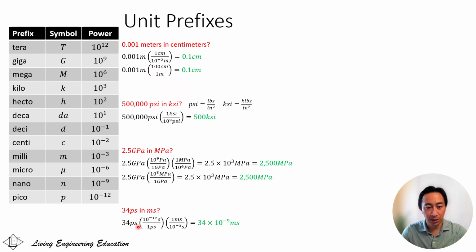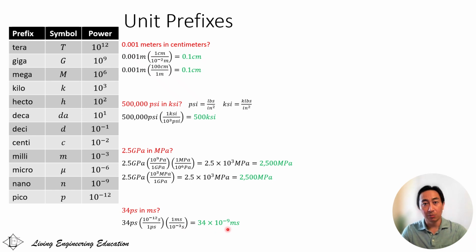So 34 picoseconds. 1 picosecond is 10 to the negative 12 seconds, right? Then you want to convert seconds into milliseconds. 1 millisecond is 10 to the negative 3 seconds, right? So picoseconds cancel, seconds cancel, and then we're left with milliseconds. 34 times 10 to the negative 12 over 10 to the negative 3. Negative 12 minus negative 3 gives you 10 to the negative 9th.